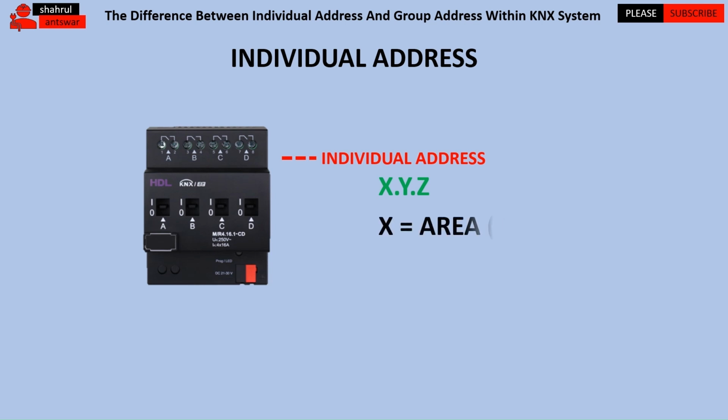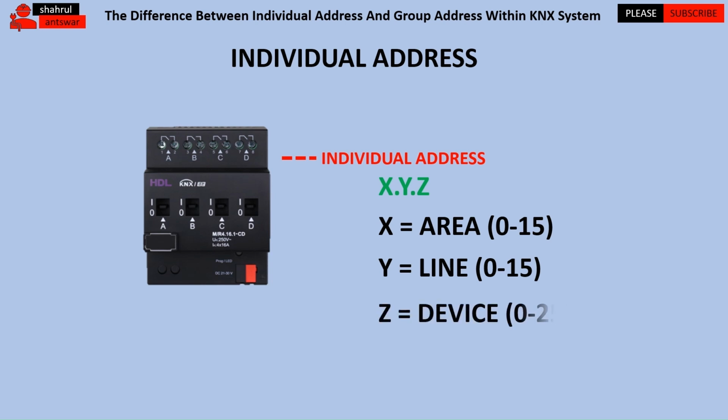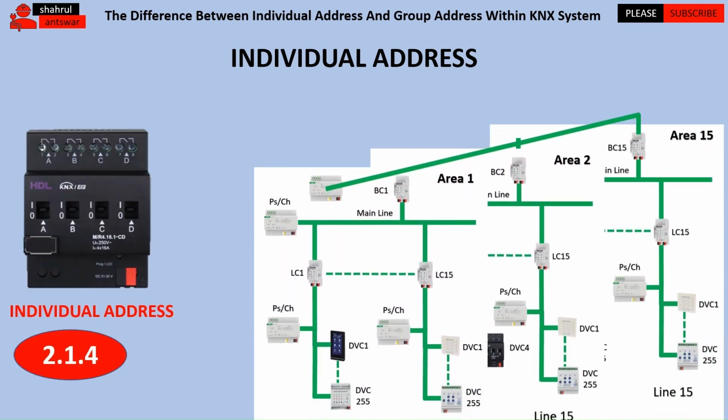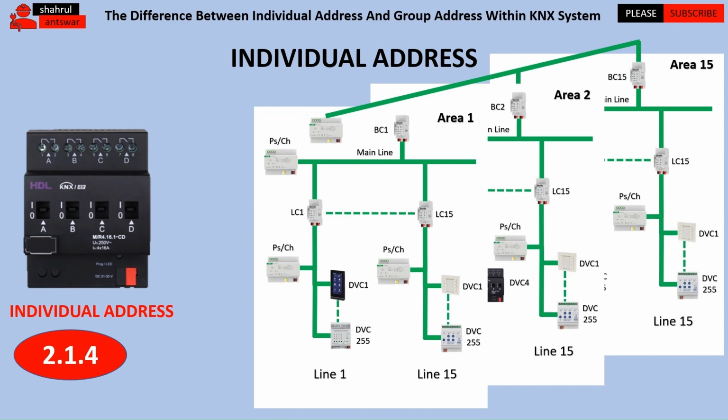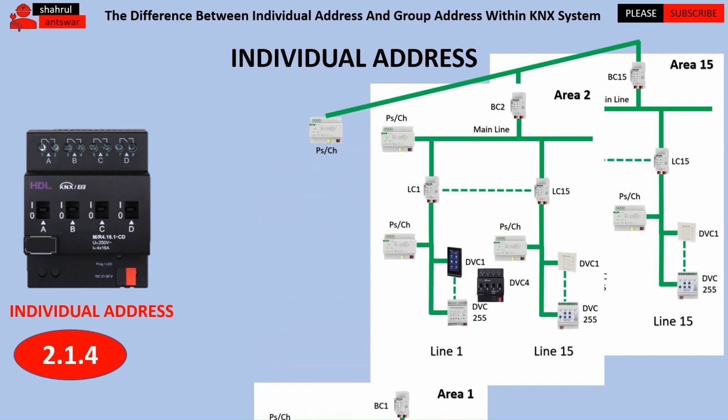X refers to area and could be any number from 0 to 15, while Y refers to line, also from 0 to 15. And Z refers to device and could be any number from 0 to 255. The example of individual address for this actuator is 2.1.4. With this 2.1.4 individual address number, this actuator means to be device number 4 on line 1 in area 2.